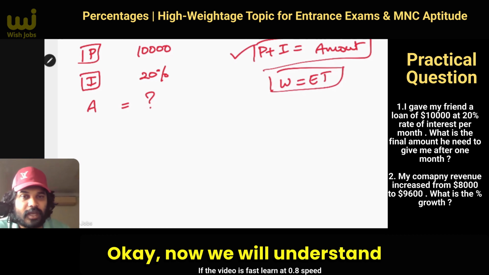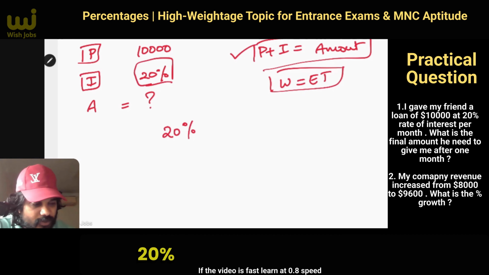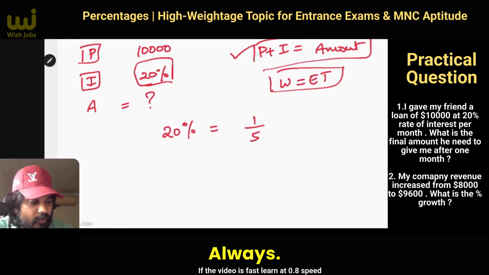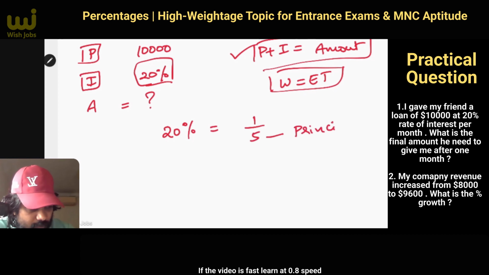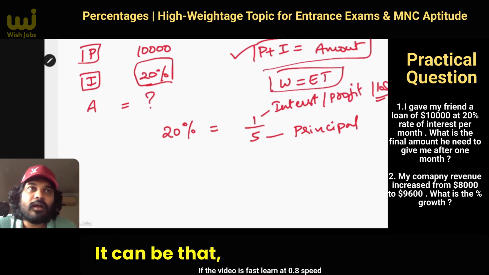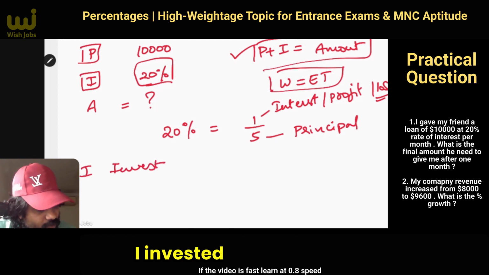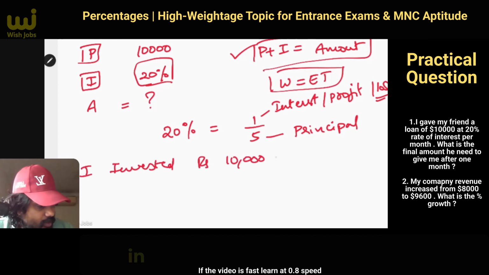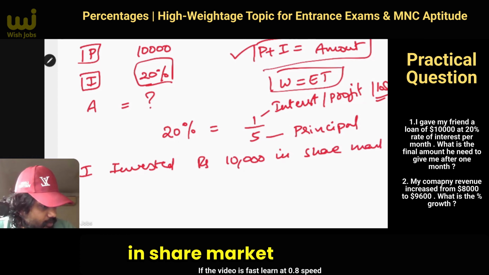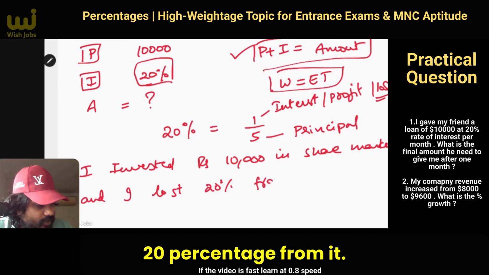Now we will understand it from the fraction point of view. Suppose interest is 20%. 20% means 1 by 5. Always the bottom would be the principal, and this would be interest or profit or loss, anything. It can be that I invested rupees 10,000 in the share market, and I lost 20 percentage from it.